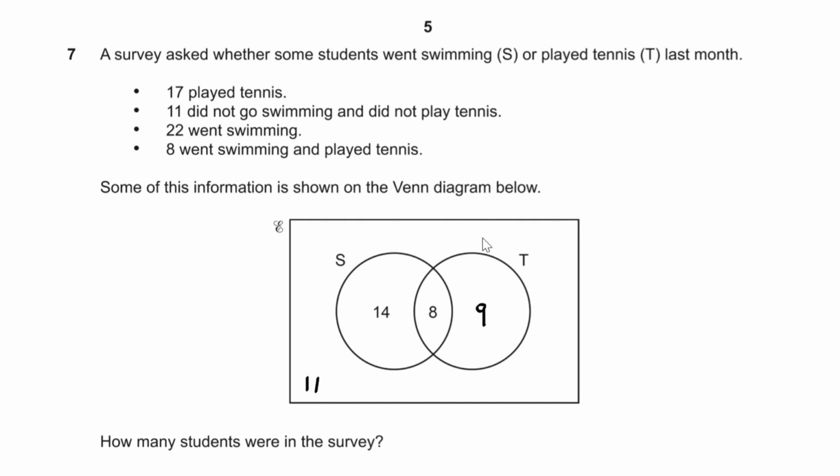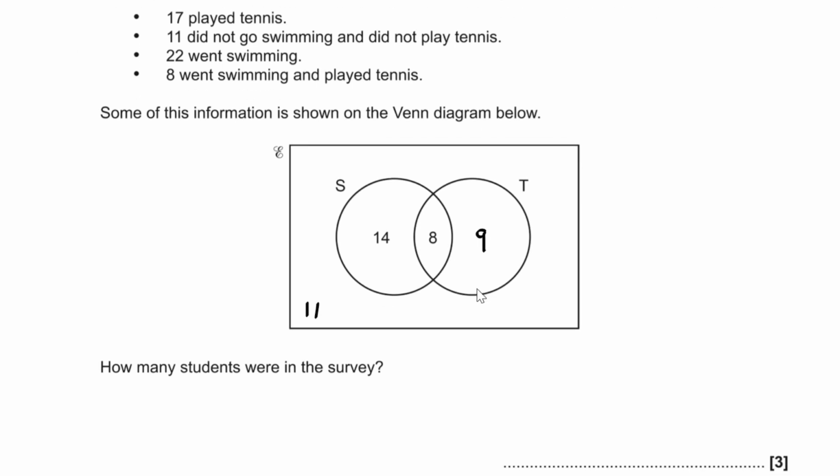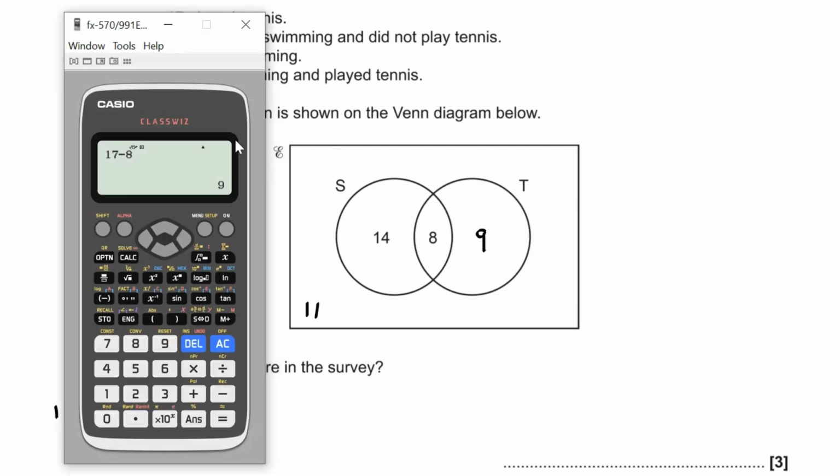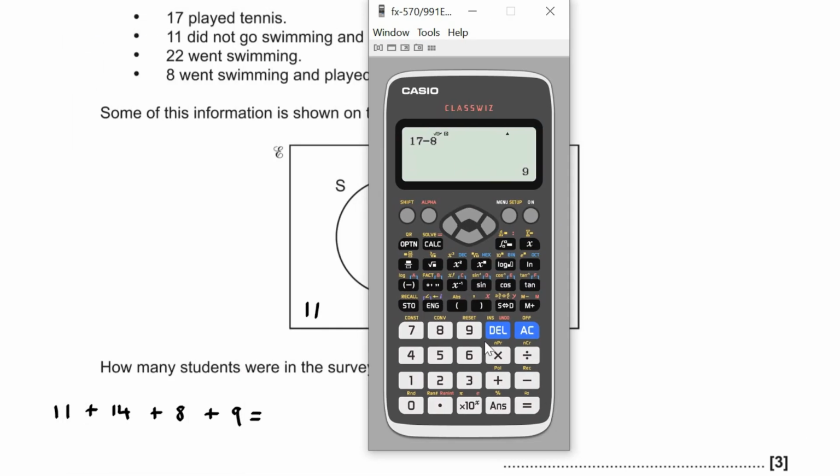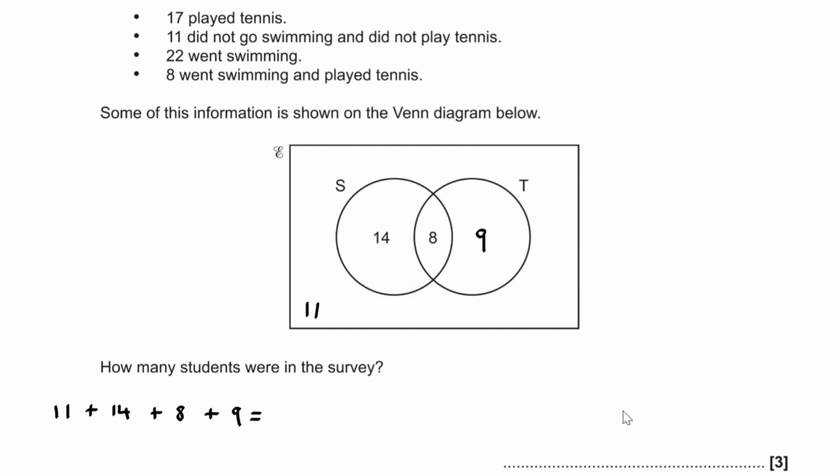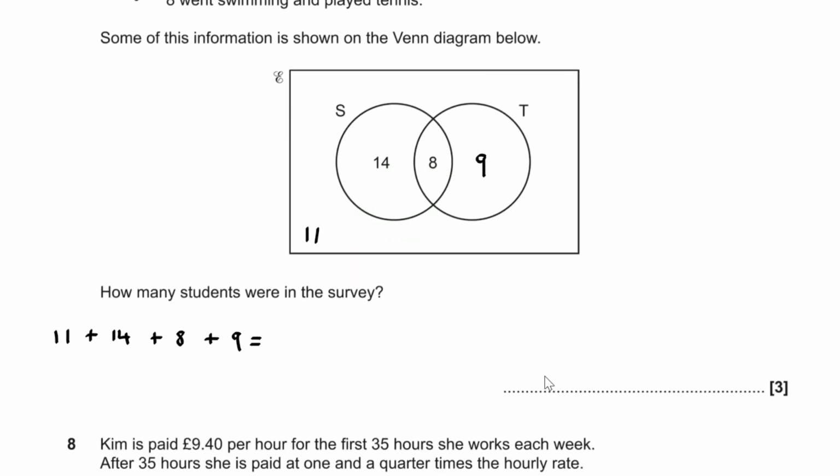So for us to find out the total number of students in the survey, we have 11 plus 14 plus 8 plus 9. So if we work out this total, we've got 9 plus 8 plus 14 plus 11, which is 42. And therefore, there were 42 students in the survey.